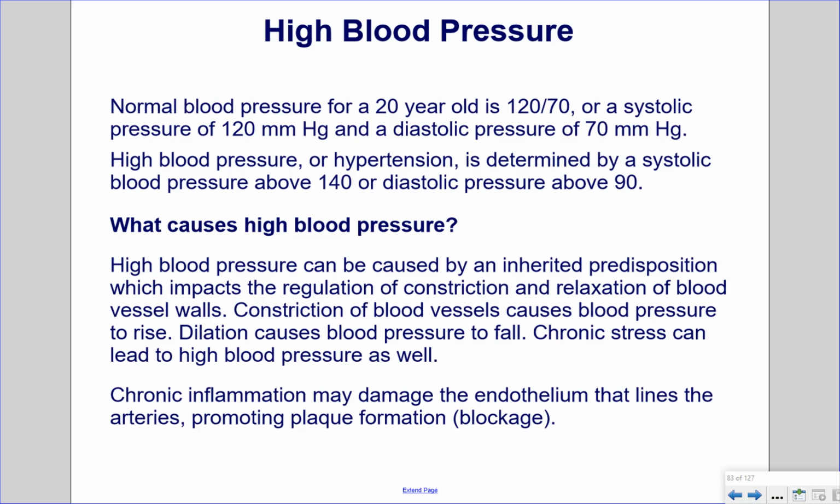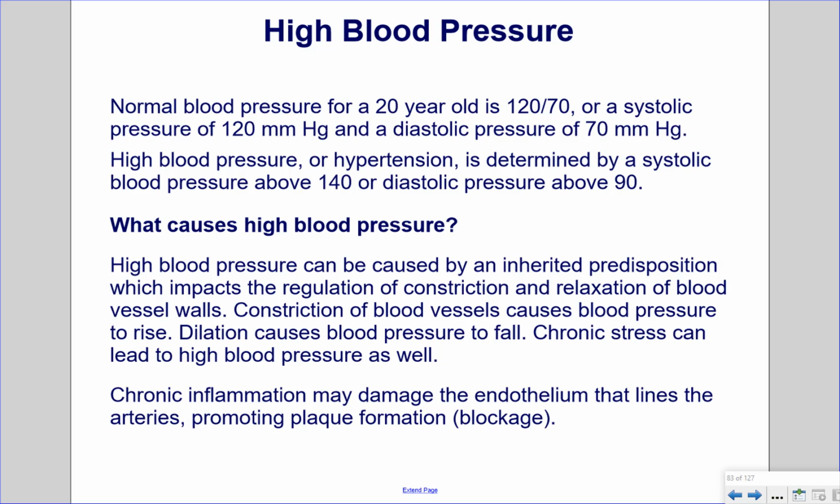High blood pressure. Normal blood pressure for a 20-year-old is 120 over 70, or a systolic pressure of 120 millimeters Hg and a diastolic pressure of 70 millimeters Hg. High blood pressure, or hypertension, is determined by a systolic blood pressure above 140 or a diastolic pressure above 90.